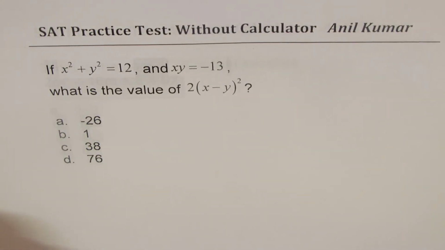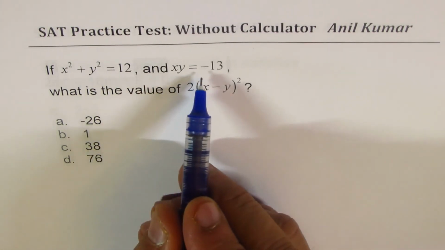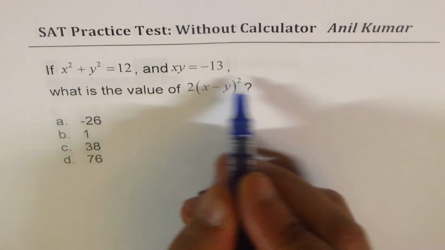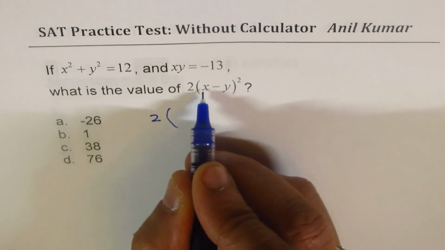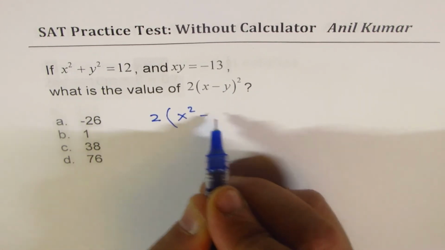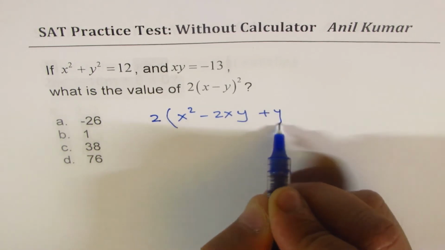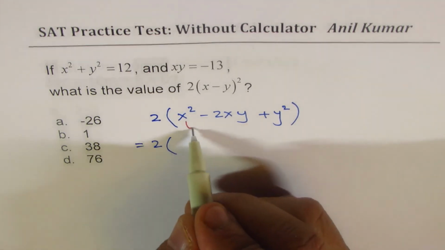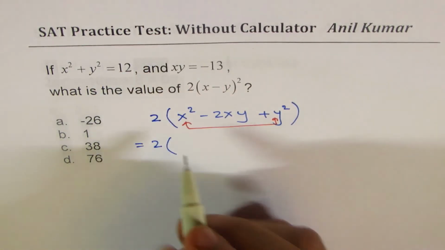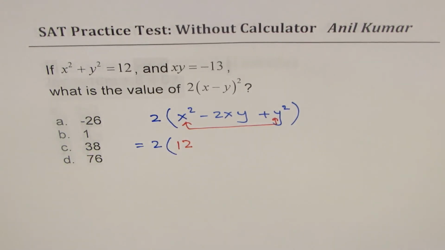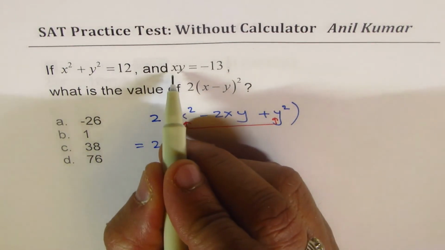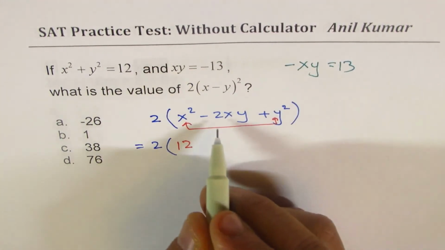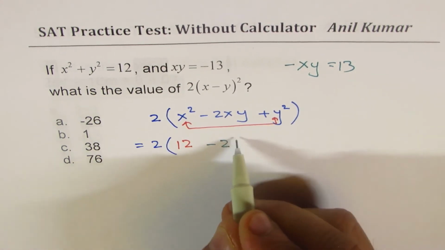Now we have x squared plus y squared equals 12, xy is minus 13. What is the value of 2 times x minus y whole square? So let's expand this. 2 times x minus y whole square means x squared minus 2xy plus y squared. Perfect. So we have 2 times. Now what is x square and y square combination? It is 12. So we write 12 for this. And what is xy? Now when we say xy is minus 13, it really means minus xy is 13. Perfect. So minus xy, so we get 2 times 13 here.